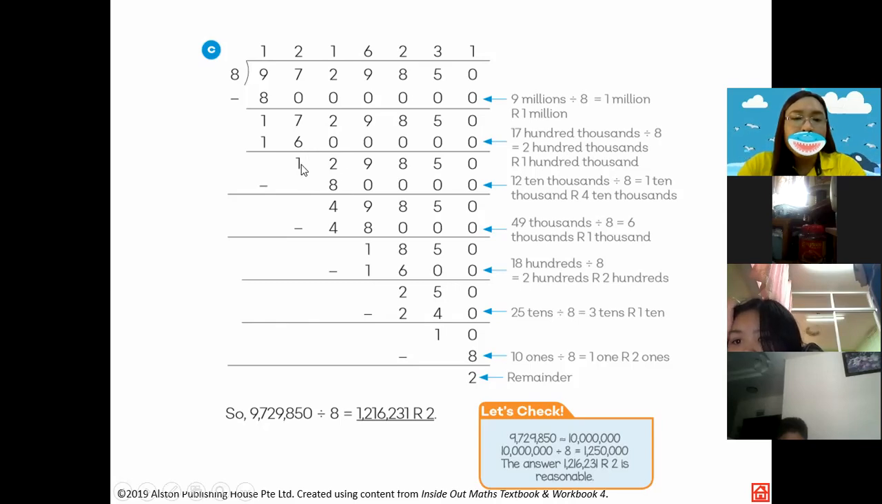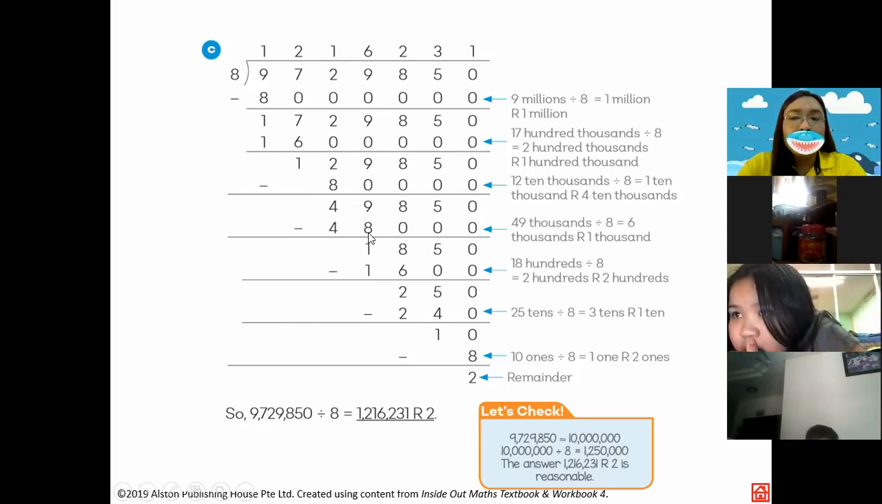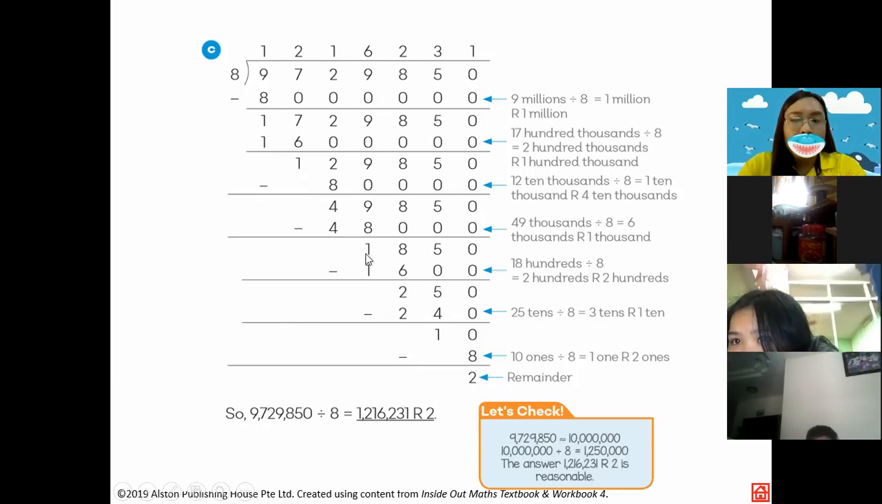So we have 12. And 12 divided by 8, that's 1. Okay, 1. And then 1 multiplied by 8, that's 8. And then 12 minus 8, that's 4. Bring down 9. So 49 divided by 8, that's 6. And then 6 multiplied by 8, that's 48. So 49 minus 48, that's 1. And then we bring down 8.